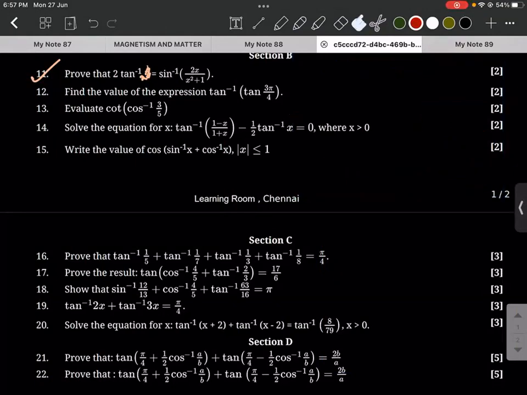What do you want? That time if you escape, it's enough. So next is cot of cos inverse of 3 by 5.